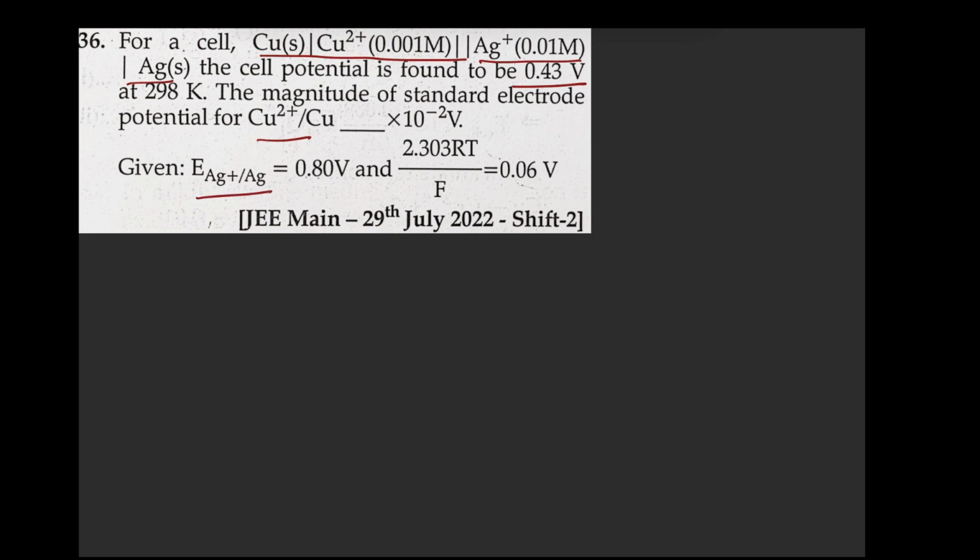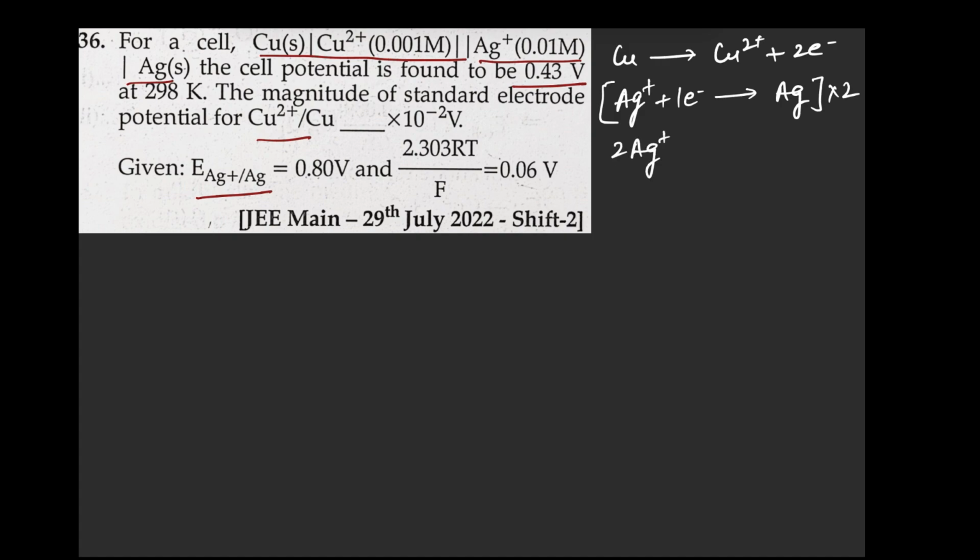Now what is the reaction taking place at the anode? At the anode, the reaction taking place is copper changing into copper ion and it is losing 2 electrons. And the reaction at the cathode, silver ion is accepting 1 electron and changing into neutral silver atom. Now to make the number of electrons equal at both cathode and anode, multiply this whole equation by 2. So this becomes 2Ag+ plus 2 electrons forming 2Ag.